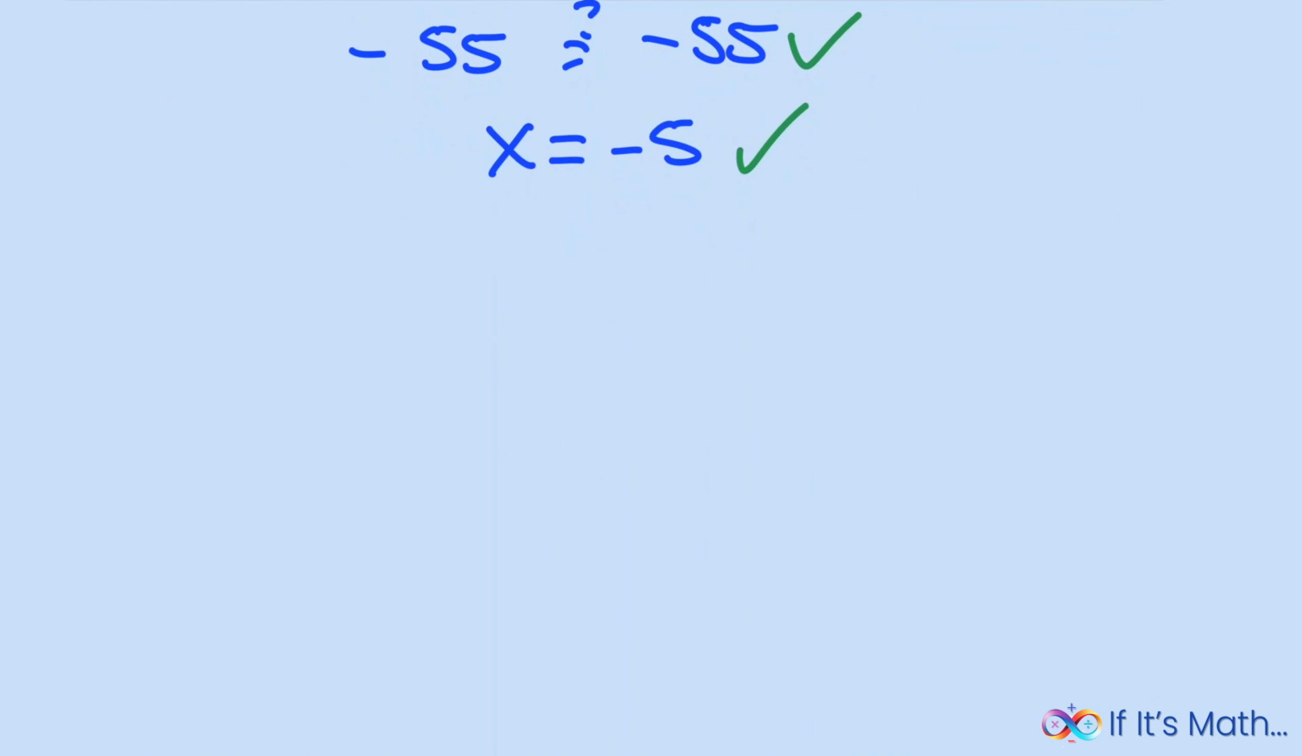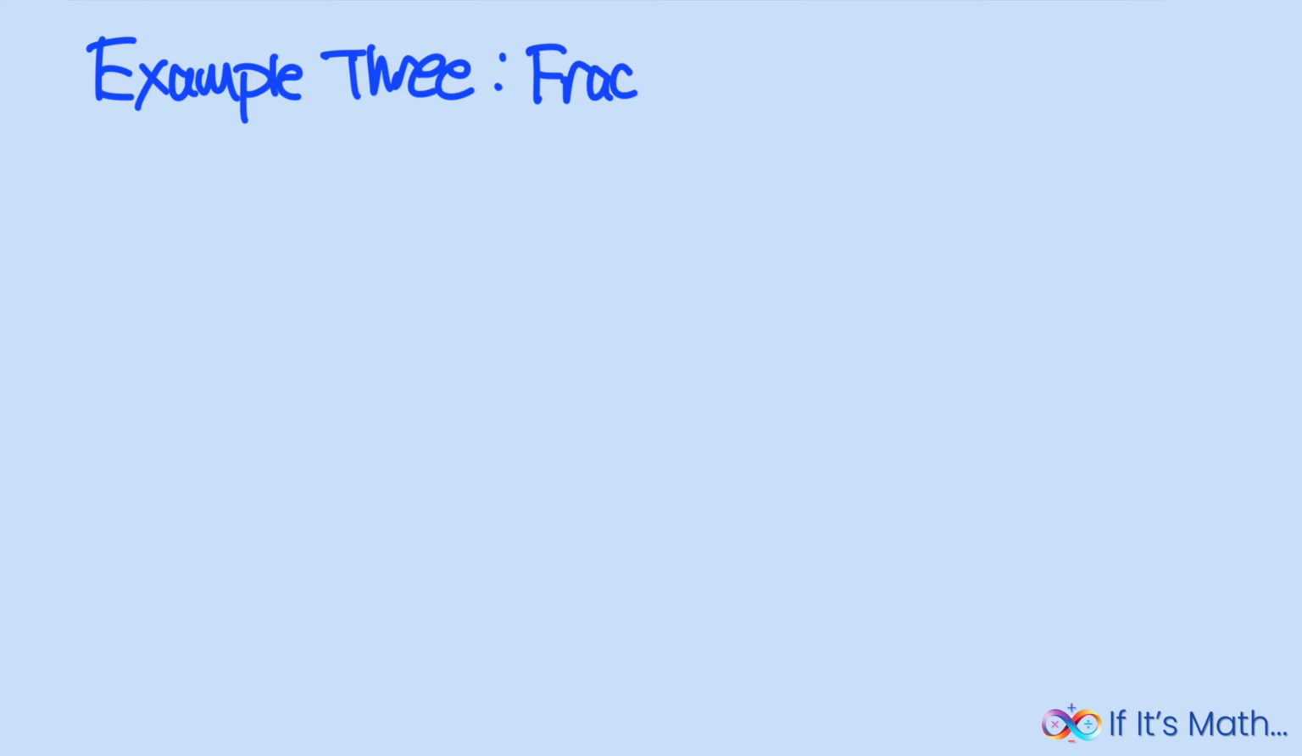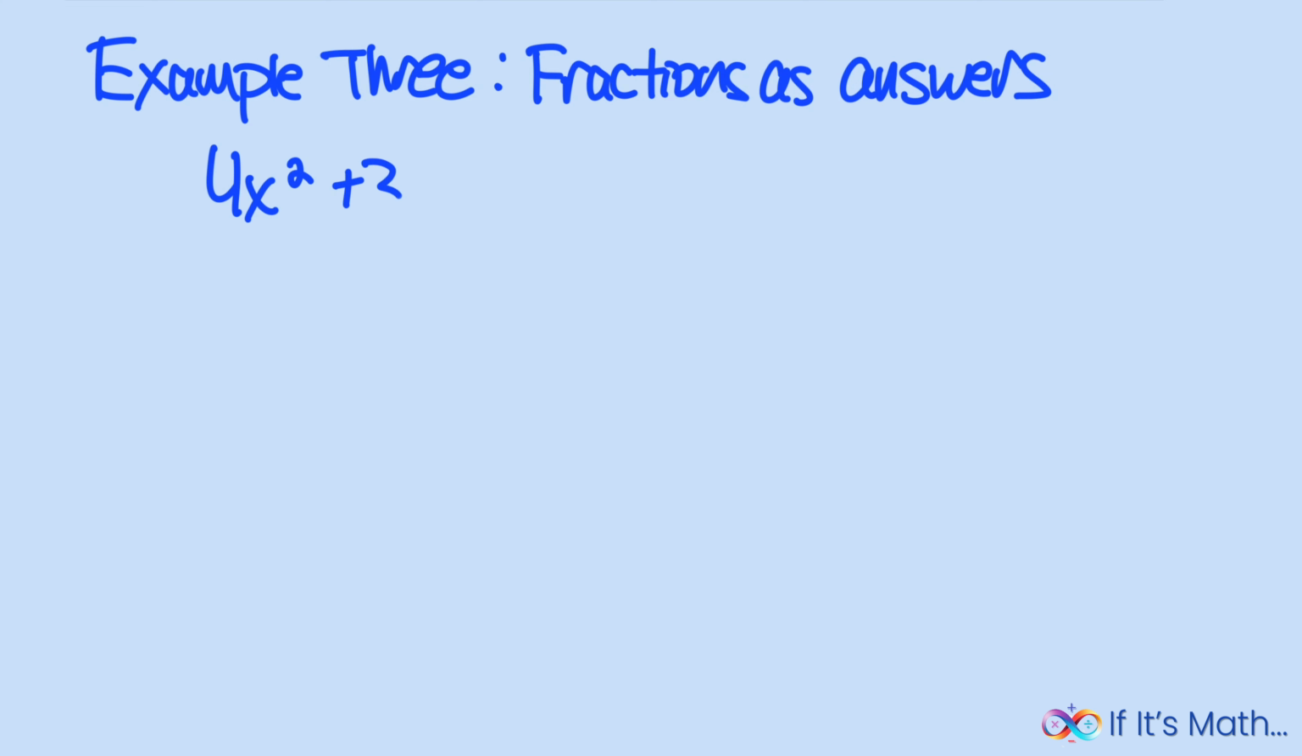Okay, great work, everybody. So you've gotten through 2 of them. Now let's make it a little bit more complicated, so let's do a third example. In this example, we're going to be dealing with a quadratic equation where the solutions are going to be fractions. That does make things a little bit more complicated, but let's just walk through it together and we'll get through it. So let's do 4x squared plus 3 equals negative 2x squared plus 7x plus 1.